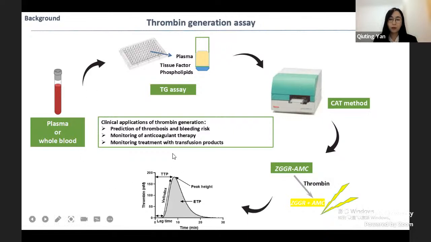The thrombin generation curve shows the change of thrombin concentration over time in the plasma and reflects the whole process of thrombin activation and inactivation, and therefore gives insights into the overall function of the hemostatic system. The curve can be characterized by several parameters: the lag time, velocity index, peak height, time to peak, and ETP. The thrombin generation assay has many potential clinical applications. It could be used to predict thrombosis and bleeding risk, and it can also be used to monitor anticoagulant therapy and the treatment with transfusion products.